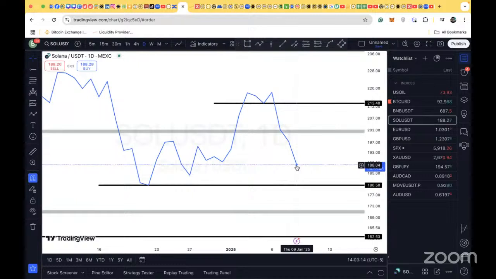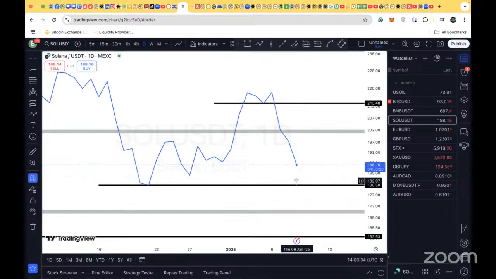So any of these places can be our zones. Very, very possible. Any of the places can be our zones. But we don't know. We want to see the structure form before we begin to go. Most likely it will come down to 180. Most likely, it's very possible.